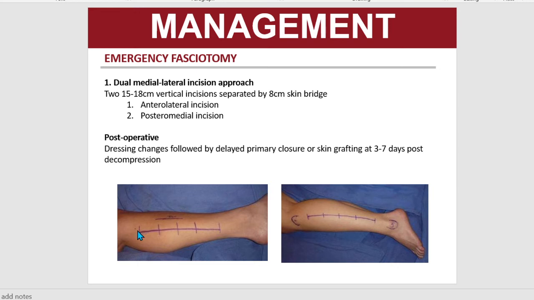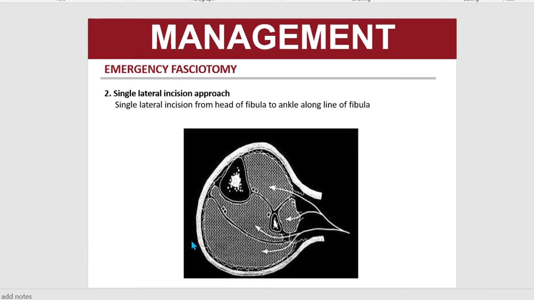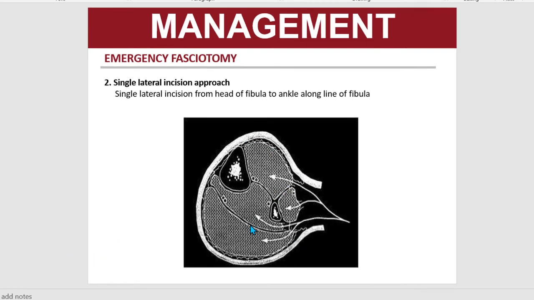Here the incisions are posteromedial and posterolateral. This one is anterolateral, so two compartments are affected, the anterior and the lateral. This one is a posteromedial compartment cut, so two compartments, the posterior and the medial, are being treated. This is done to release the increased pressure.